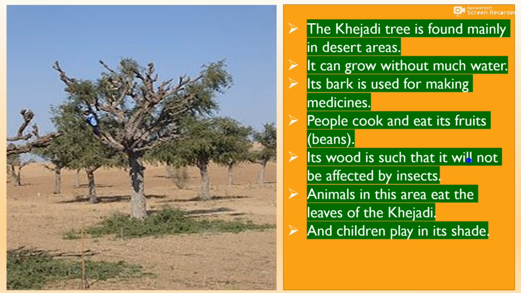And here, this is the Khejri tree. The Khejri tree is found mainly in desert areas. It can grow without much water. Its bark is used for making medicines. People cook and eat its fruits, and the fruits are called beans. Its wood is such that it will not be affected by insects. Animals in this area eat the leaves of the Khejri, and children play in its shade. So these are the importance of Khejri tree.